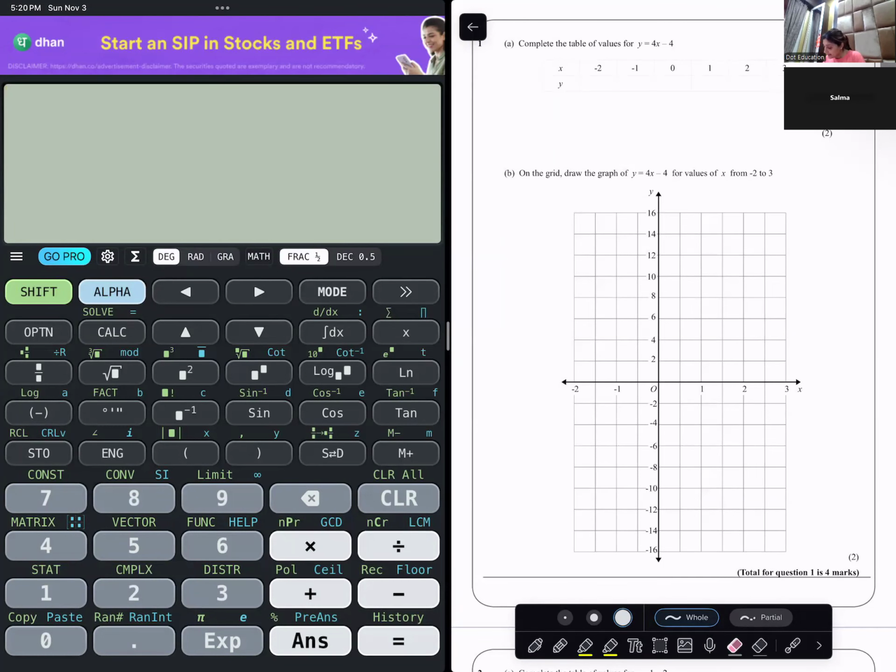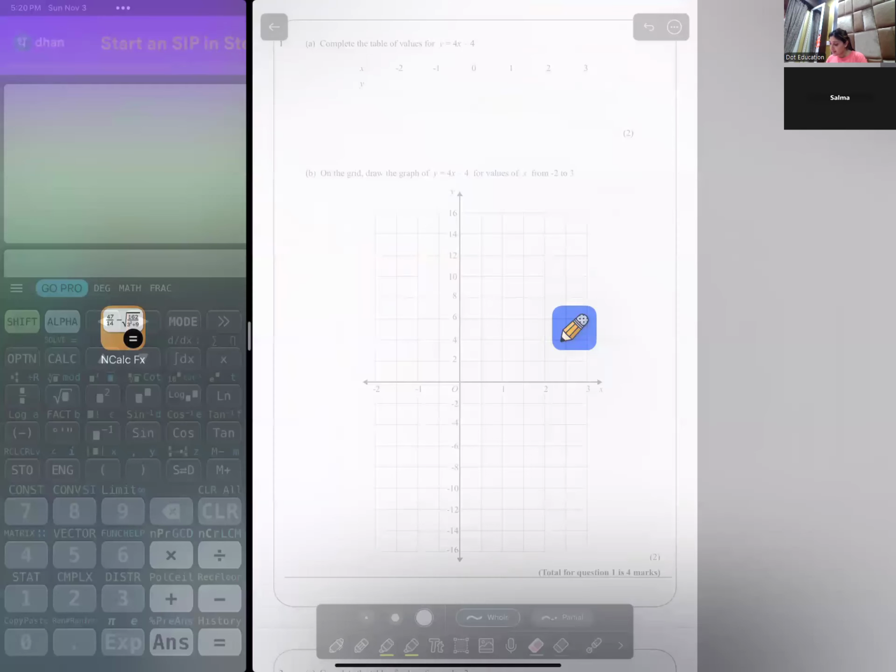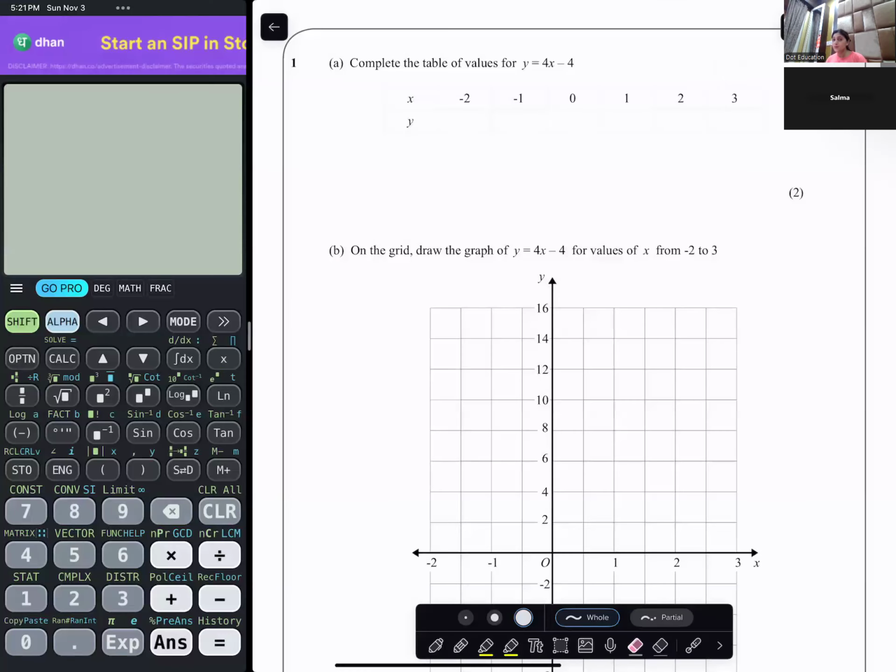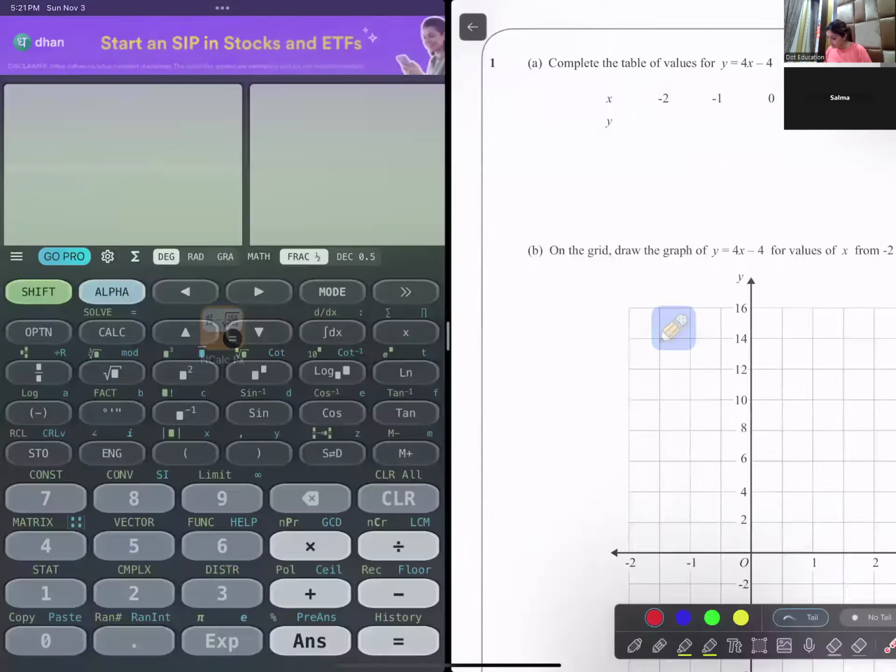Now we are going to study how to draw linear graphs. You need to understand that when you are supposed to draw a linear graph, you need to first fill in the table, plot the points, and join the points. I'm repeating again: fill in the table, plot the points, and join the points.